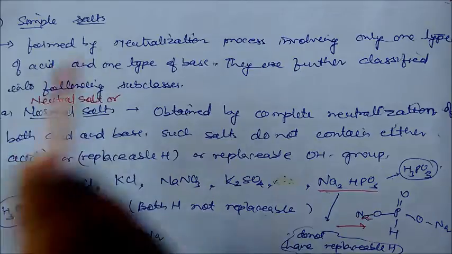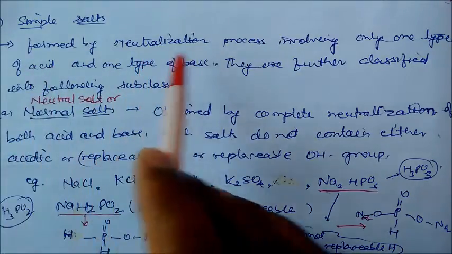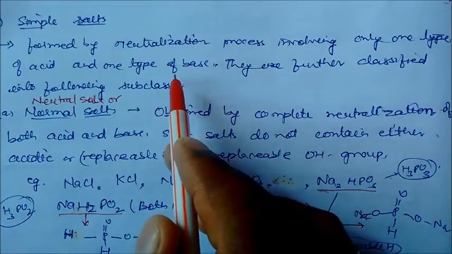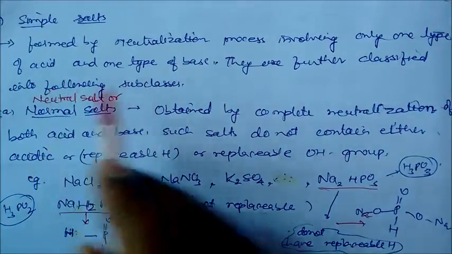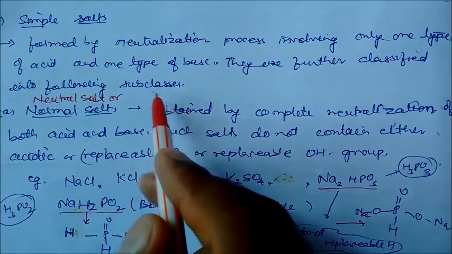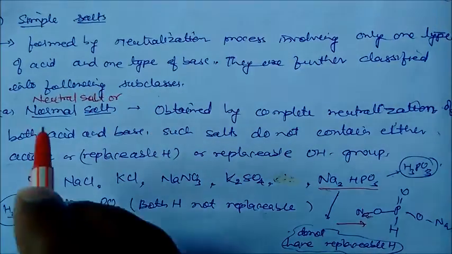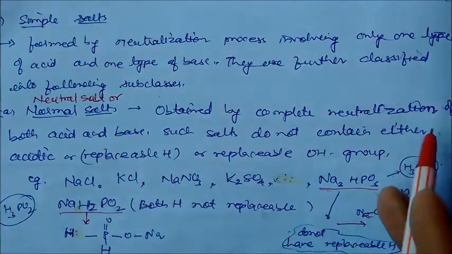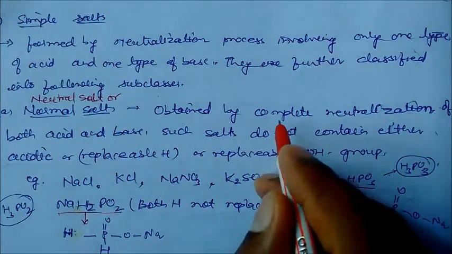So first is simple salts. They are formed by the neutralization process involving one type of acid and one type of base. So they have one acid, one base. Again, they are classified into the following subclasses. So we have seen there are normal, acidic and basic salts. One is the normal salt, which is also called a neutral salt, and it is obtained by complete neutralization.